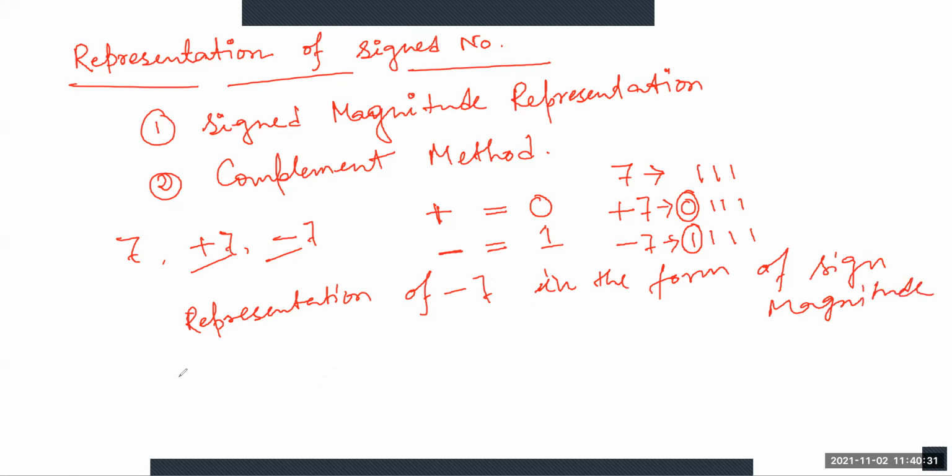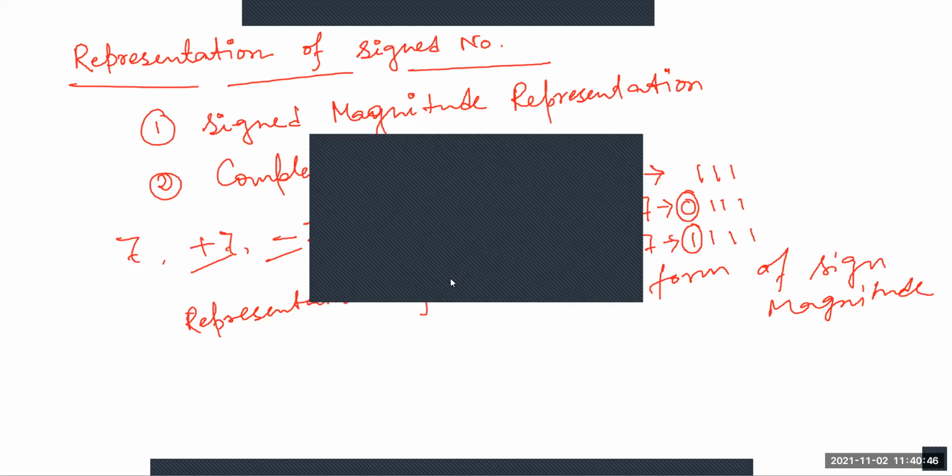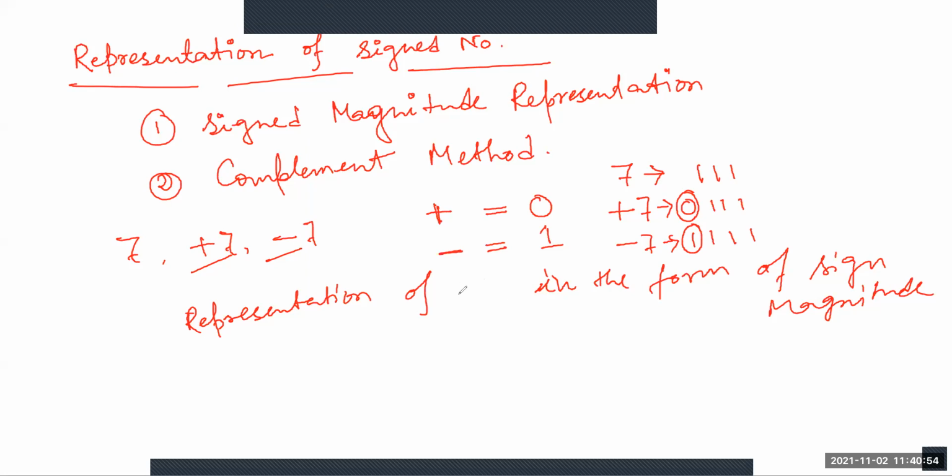Magnitude. Okay, so there is a representation of 15 in sign magnitude. Okay, so here you can get it like this: 1 1 1 1.